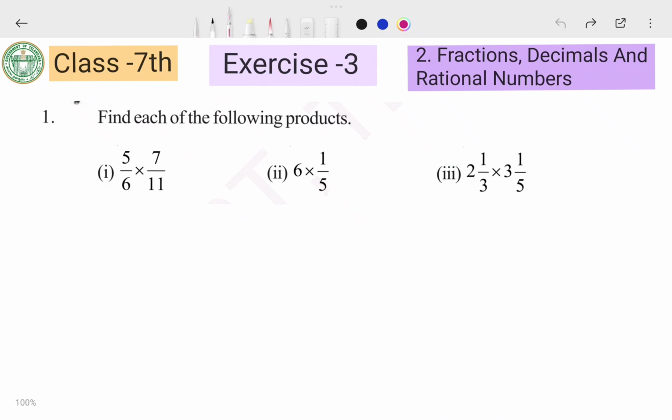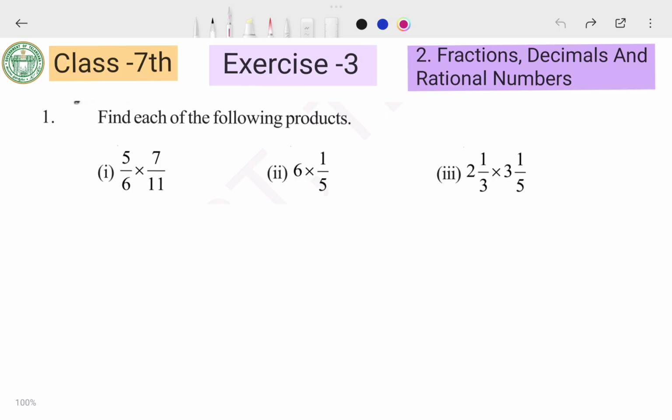Hi, this is Priyanshu. In today's video, we are going to see the solution of the second chapter, Fractions, Decimals and Rational Numbers, Exercise 3, which is related to our Telangana State Board. In this video, we are going to see the solution of this exercise 3, and believe me, by the end of this video you will not have a single doubt in this exercise. Okay, so let's start here.